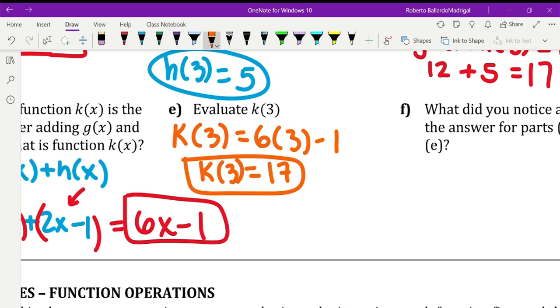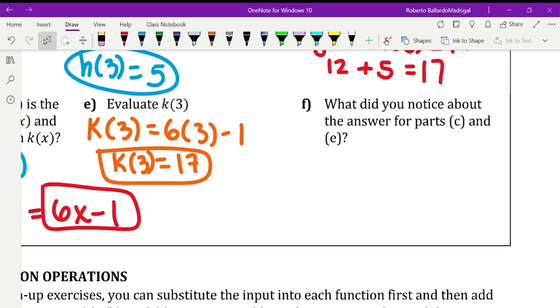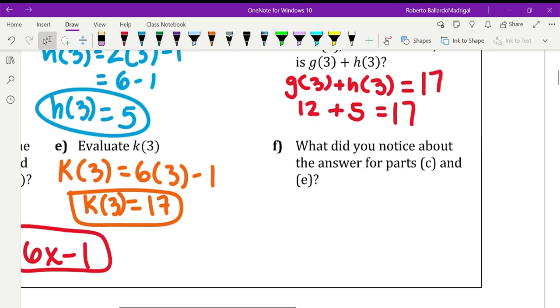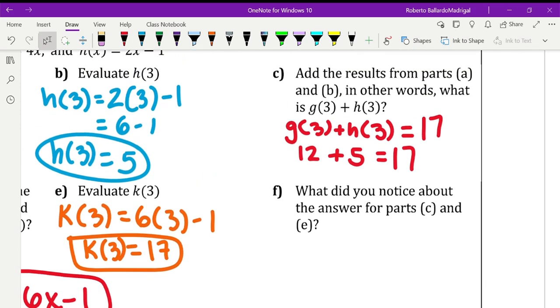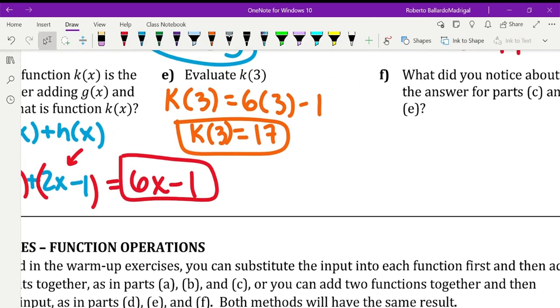Any questions so far? All right. Now, I'll take volunteers for this last one. What do we notice about the answer for part C, where we got 17, and part E, where we also got 17? What do we notice? They're the same answer. But is the process the same? No. In this part, we are adding the outputs. In this part, we added the equations and then found the output.